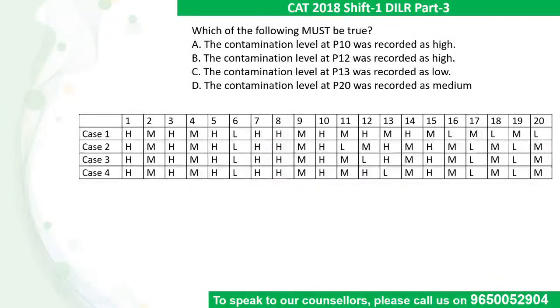Okay, which of the following must be true? The contamination at P10 was recorded as high, so that is true, isn't it? I mean, fortunately the first option turned out to be true. Okay, 12 I can have all possibilities, 13 I can have all possibilities, 20 we can have low or medium, right? So this is definitely true. P10 is definitely high.